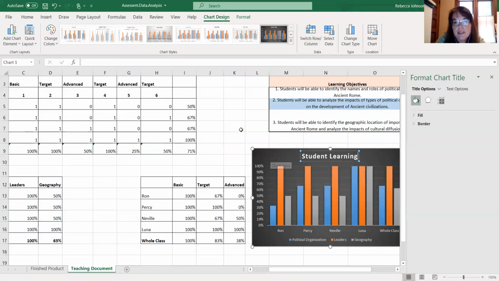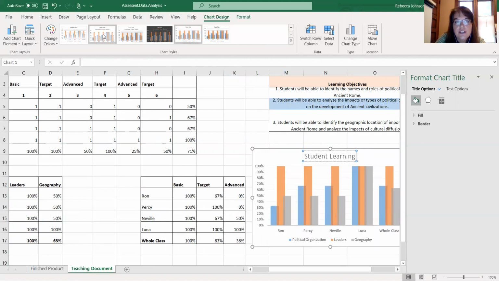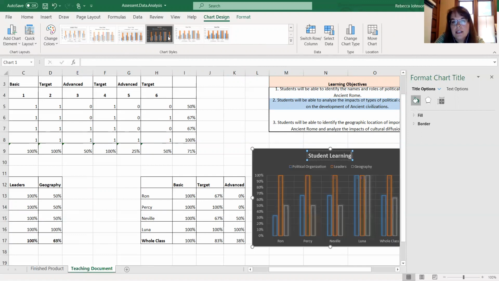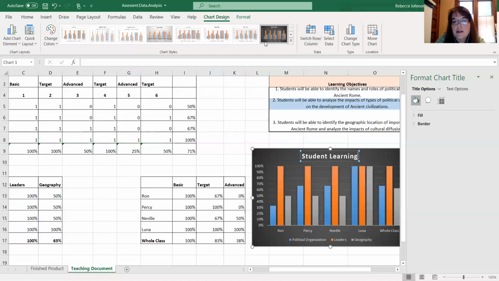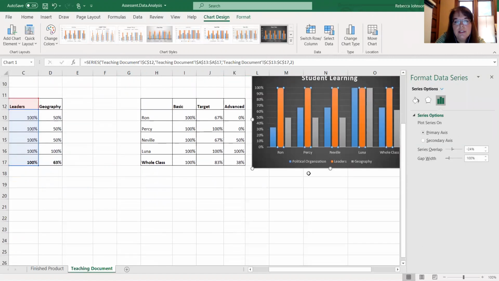So that's how I make this chart. And feel free to change it as much as you want, and you can change the colors up here. You'll notice, see my mouse, that I'm choosing these different things. I kind of like the contrast of this one, right? And then switching that row and column data. Okay, so that gets me that.